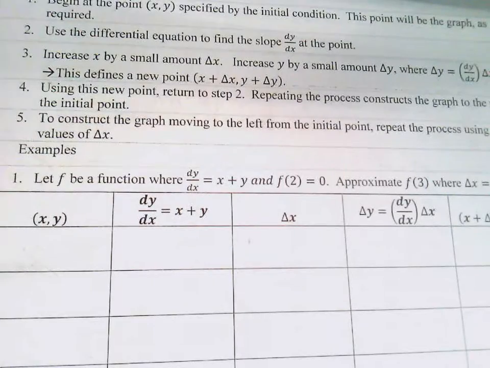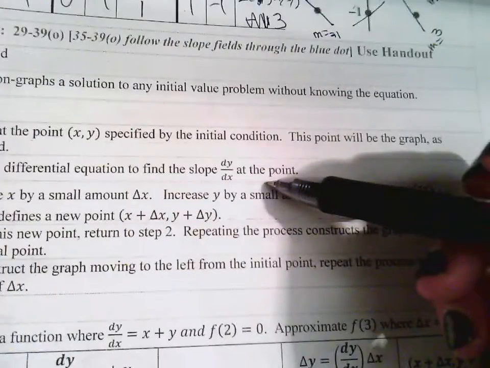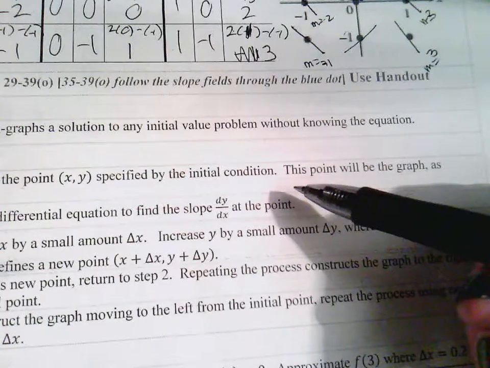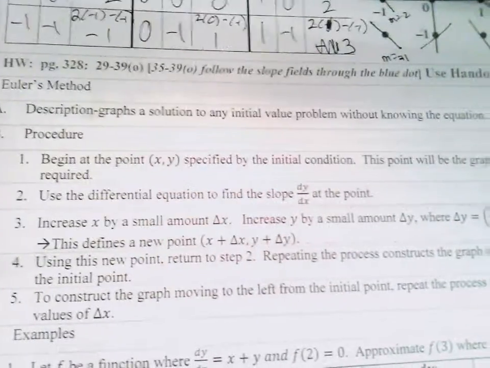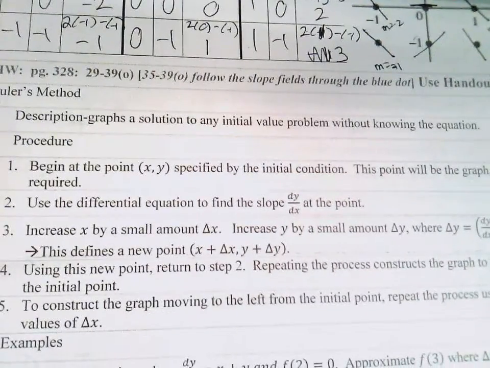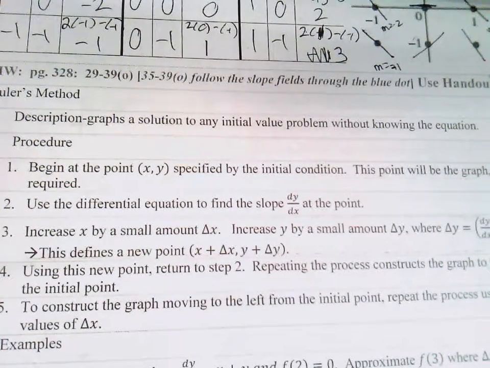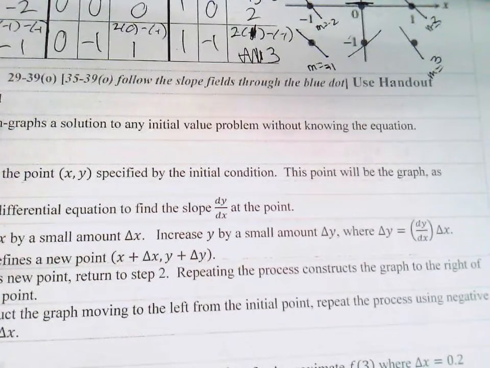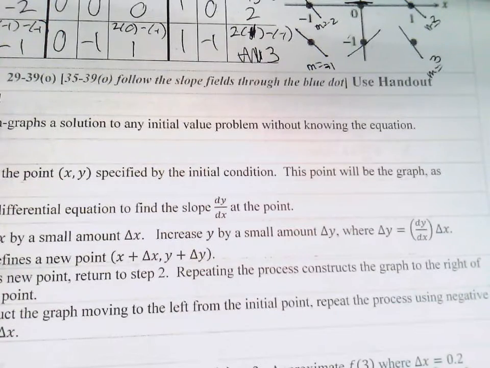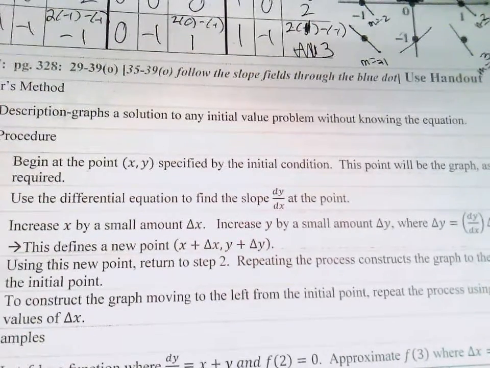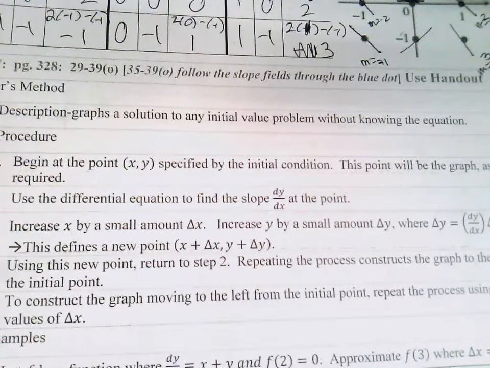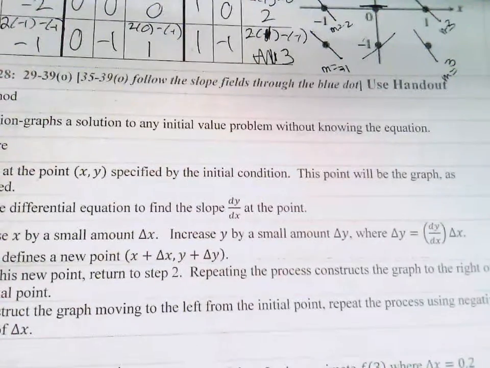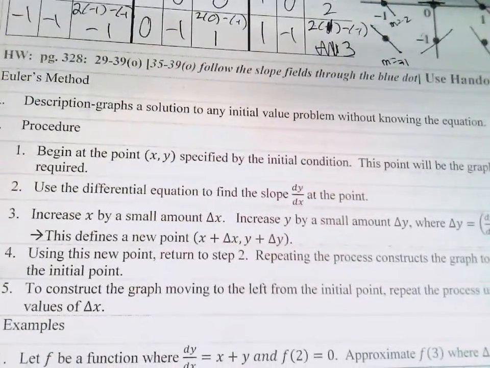So the procedure: begin at point (x, y), specified by the initial condition. This point will be on the graph as required. Use the differential equation to find the slope, dy over dx, at the point. Then increase x by a small amount, change in x. Increase y by a small amount, where change in y is going to be dy over dx times change in x. This is going to define a new point, x plus change in x, y plus change in y. So that's going to be the next point that you're going to write. Using this new point, return to step 2. Repeating the process, construct the graph to the right of the initial point.